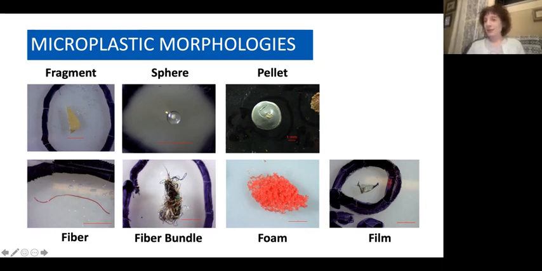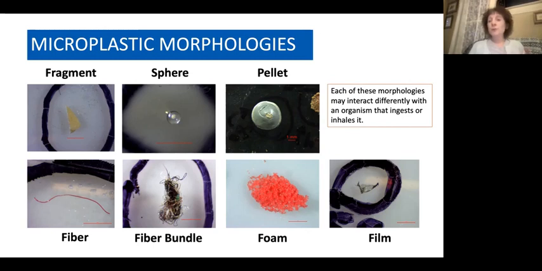This almost looks like it came out of someone's dryer or washing machine filter. Foams, so this might come from polyurethane, potentially from a mattress. And then films, so things like cellophane, wrappers, packaging. Packaging is one of the most common types of plastic pollution often found.